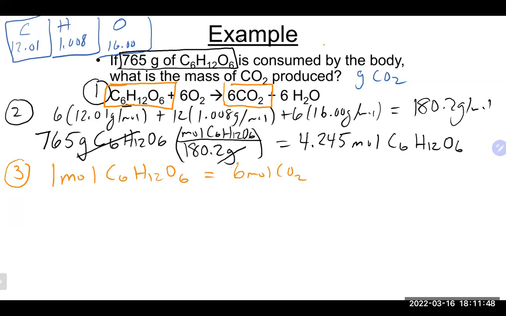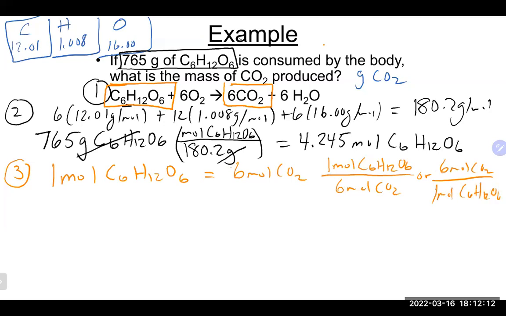That is where we get our 2 conversion factors to use, which would be 1 mole of C6H12O6 on top and 6 moles of CO2 on the bottom, or you flip it, 6 moles of CO2 on top and 1 mole of C6H12O6 on the bottom. So we are continuing with the number that we got in step number 2, which is 4.245 moles of C6H12O6. Here we want to use the conversion factor on the right.